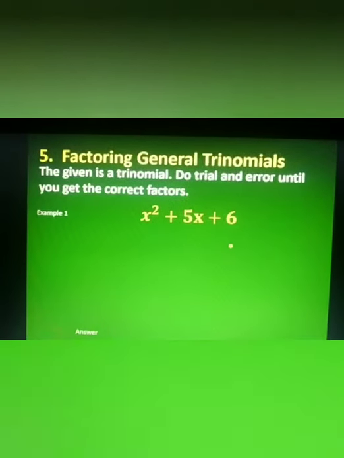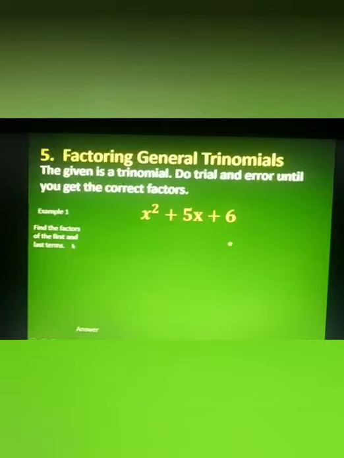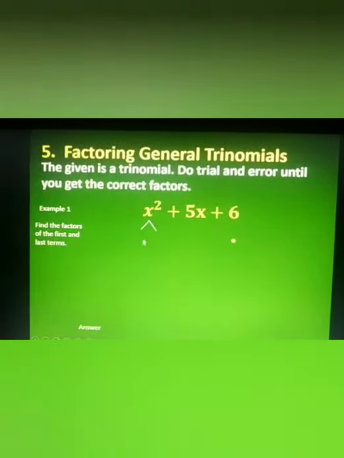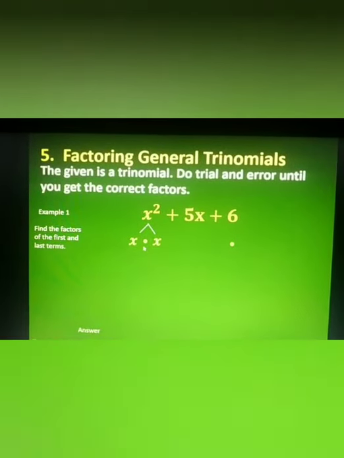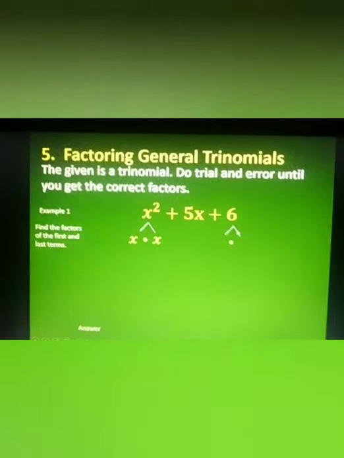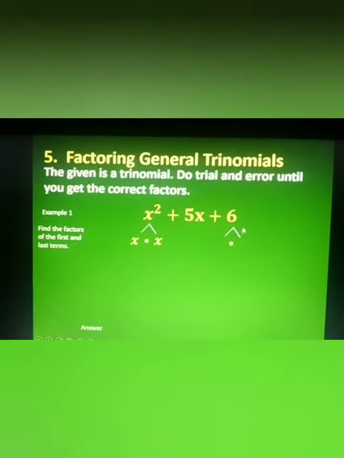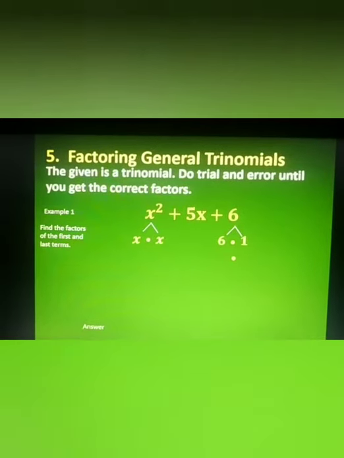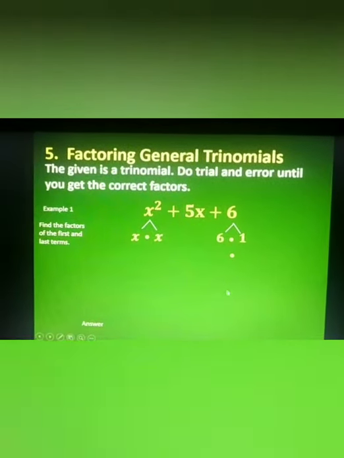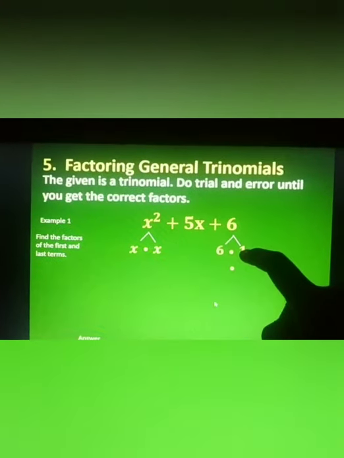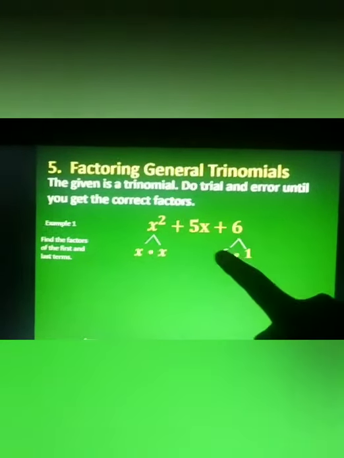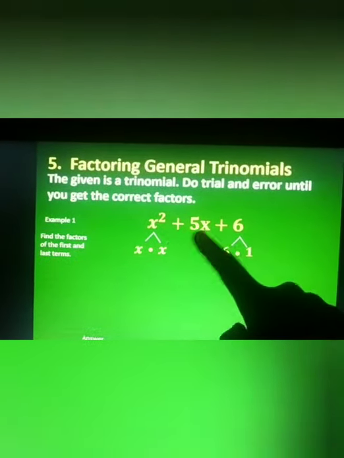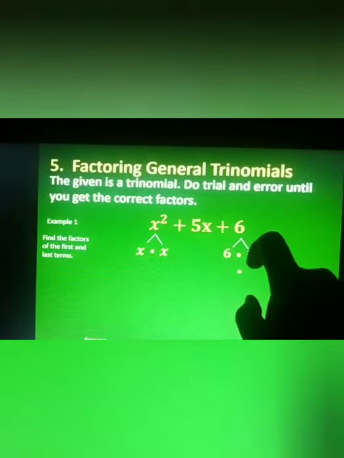Okay? So, what are the steps? Find the factors of the first and last terms. The first term is x squared. What are the factors of x squared? It is x times x. Now the factors of 6. What are the factors of 6? We have 6 times 1. Right? 6 times 1 is 6. But when you multiply, it should equal 6, and when you add, it should equal 5x. So, before you pair them up, you have to find the correct factors.